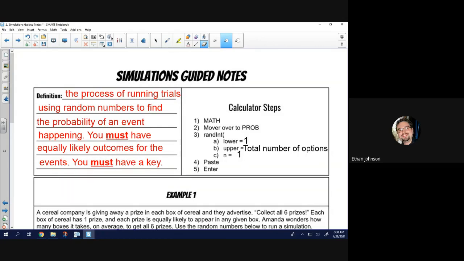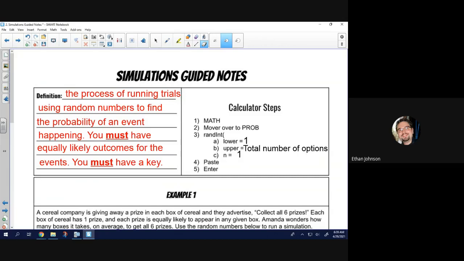Now, what a key is, well, in a simulation, it's all just numbers. It's random numbers. And you might know what the numbers mean, but if you give it to a complete stranger, they probably don't. So, you have to have a key. In other words, tell us what the numbers mean.